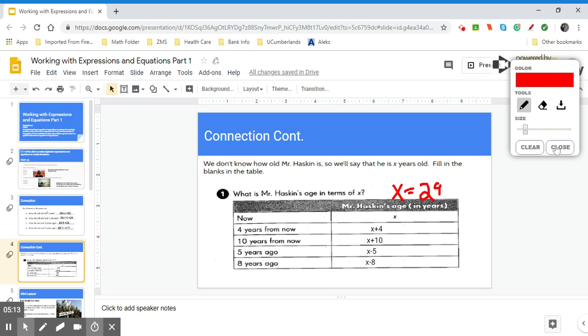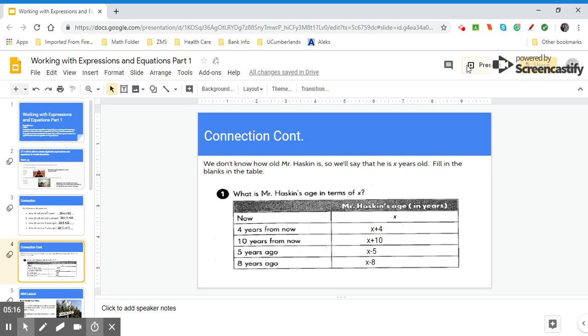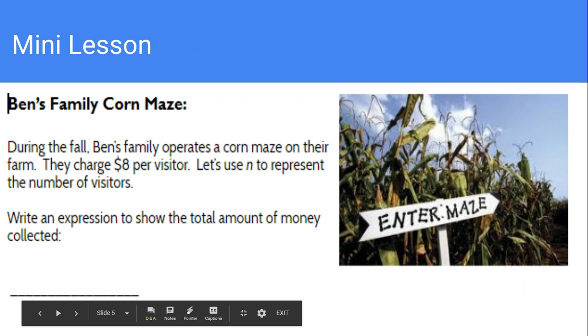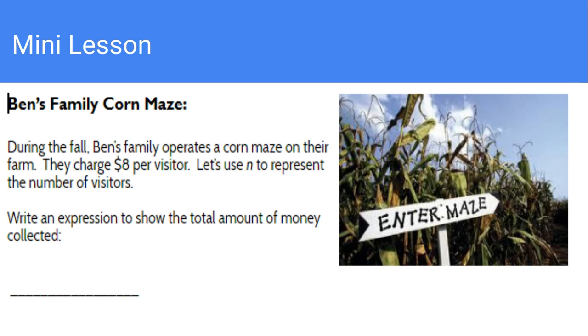All right. So now let's talk about our mini lesson. So we're going to look at Ben's family corn maze. During the fall, Ben's family operates a corn maze on their farm. They charge $8 per visitor, and we're going to use the variable N to represent the number of visitors, and we want to come up with an expression to show the total amount of money collected.